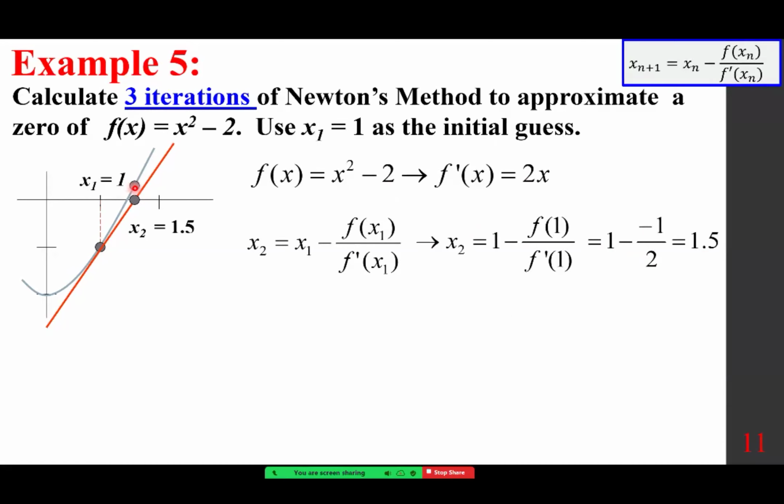So this point on the graph of the function has x coordinate equal to 1.5. And now we do a different tangent line, the green one. As you can see, that's even closer to the actual root. The green line is the next tangent line, and it's closer. And according to this formula, now we're going to say x sub 3 equals x sub 2 minus f of x sub 2 over f prime of x sub 2.